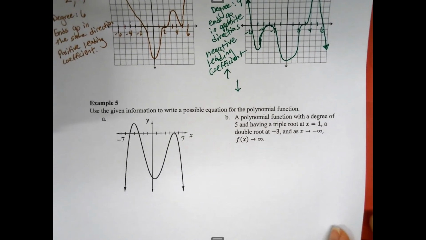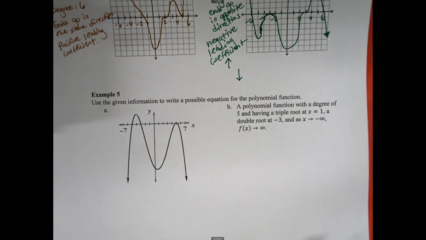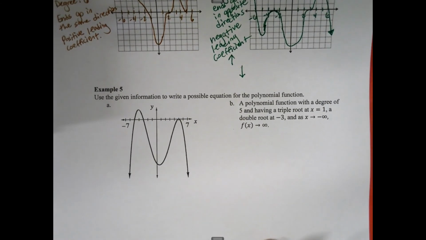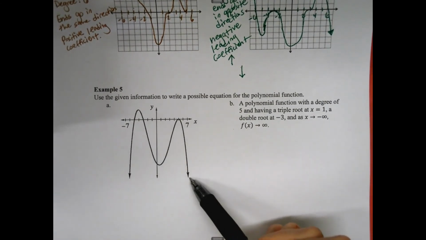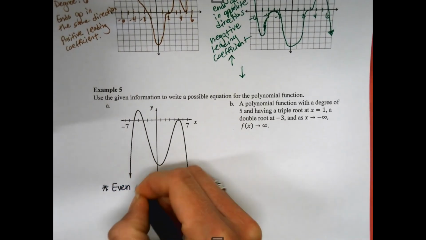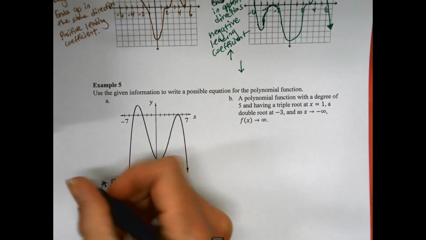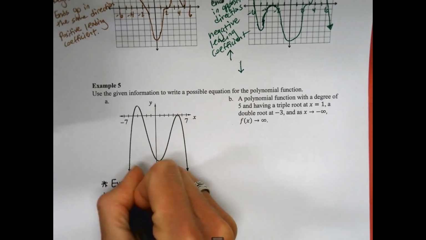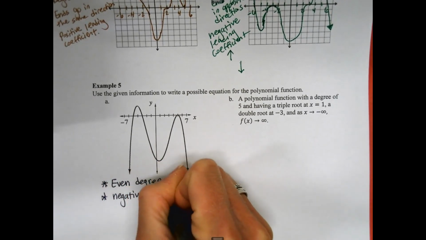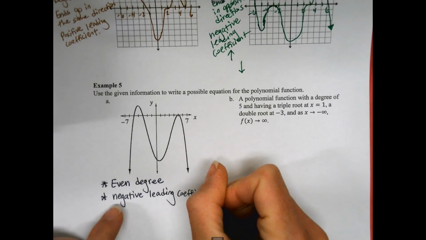And our last example, example number 5, use this given information to write a possible equation for the polynomial function. So some things, part A, it's giving us a graph. Because the ends are going in the same direction, we know that this will have an even degree. And we know that it has a negative leading coefficient, since both ends are going down.